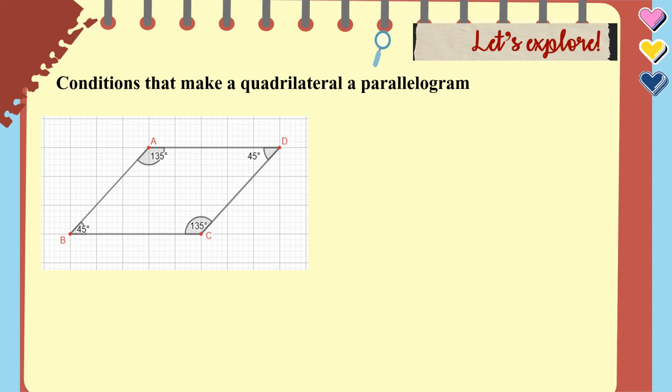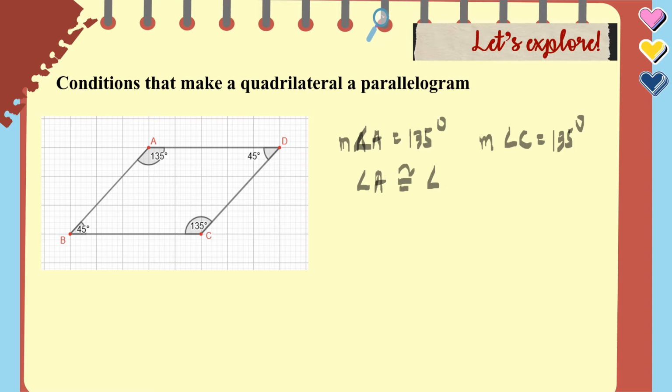If we take a look at the opposite angles, angle A and angle C, we can say that the measure of angle A is 135 degrees and the measure of angle C is 135 degrees. And we can say that angle A is opposite angle C. So therefore, we can say that angle A is congruent to angle C.